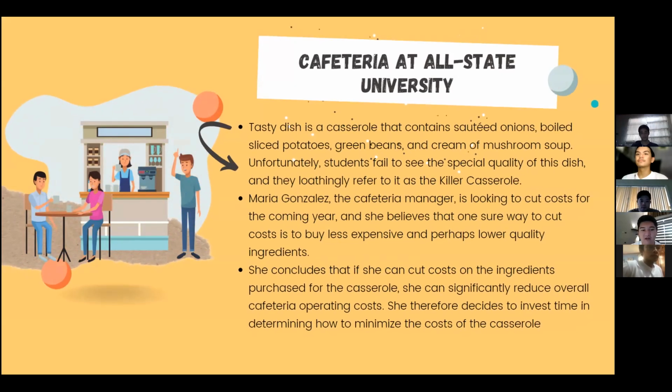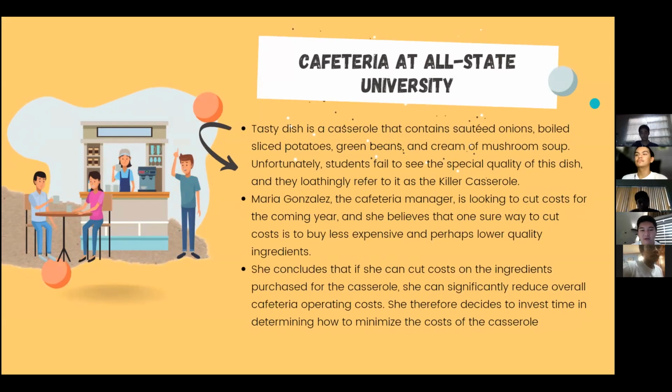The cafeteria at Allstate University is managed by Miss Maria Gonzalez. They're very well known for their delicious dish, their killer casserole. However, the manager wants to minimize the cost for the coming year. And to do that, they believe that lowering the quality of their ingredients or buying cheaper ones can be the factor to make the expenses cheaper.